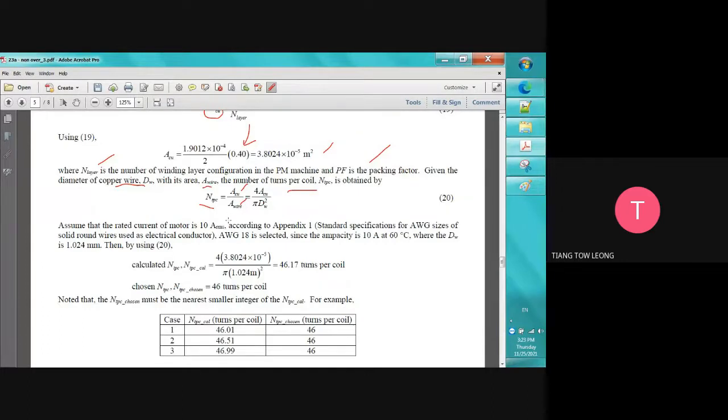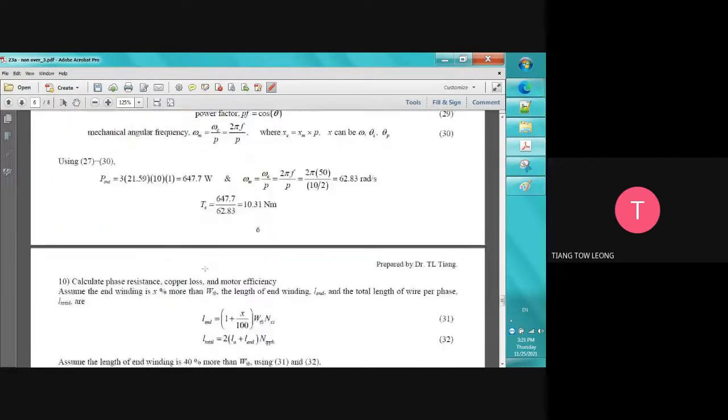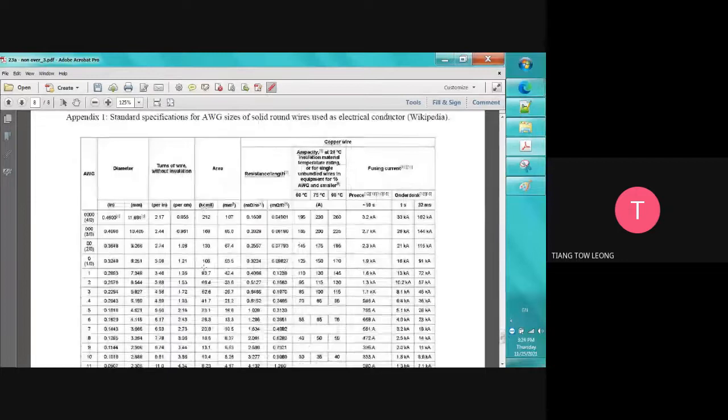Then assume that the rated current of the motor is 10 ampere RMS. According to Appendix 1, standard specification of American Wire Gauge, AWG, size of the solid round wire, AWG 18 is selected. Why we say so is actually like this. We would like to run the motor with 10 ampere RMS. So have a look at the table. Where is the 10 ampere RMS?